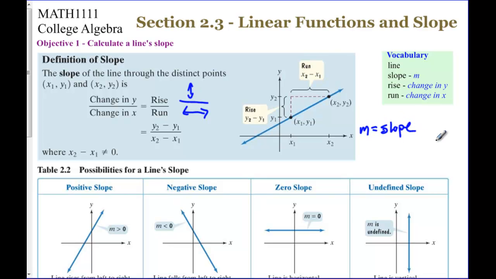And then you read a graph the same way you read a book. So you read a graph from left to right. From left to right, if the line goes up, you have a positive slope. From left to right, if the line goes down, you have a negative slope. We're going to get to zero slope and undefined slope. Most of the time, though, we're going to be dealing with positive or negative slopes.